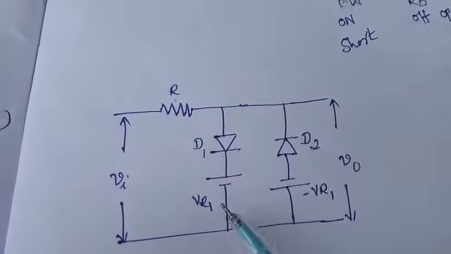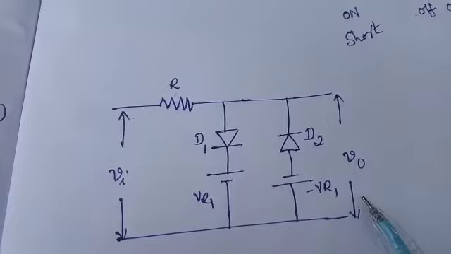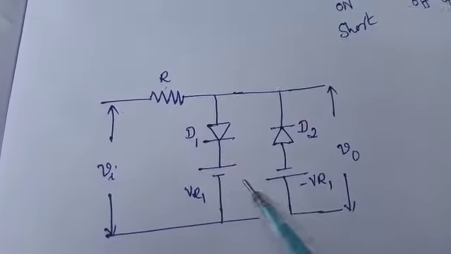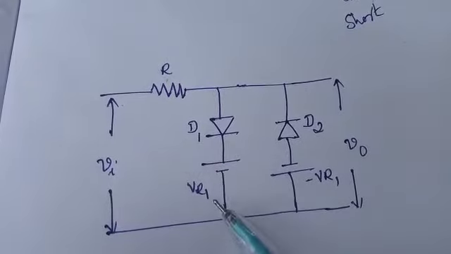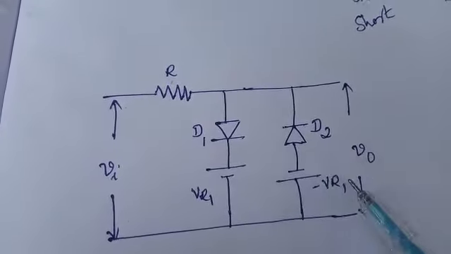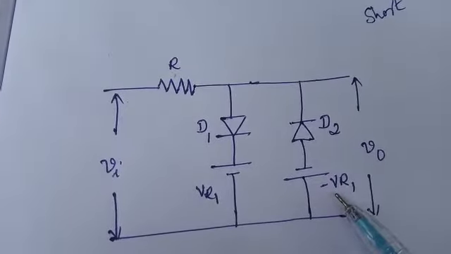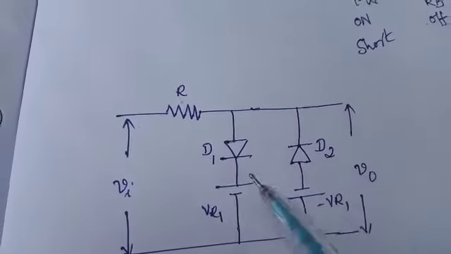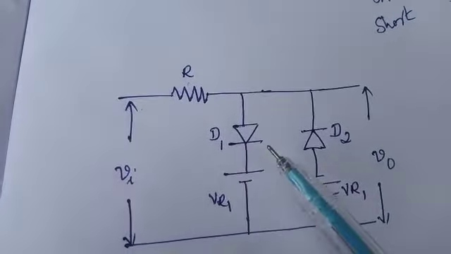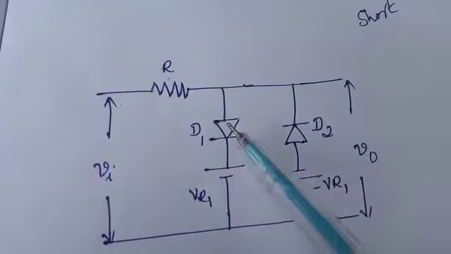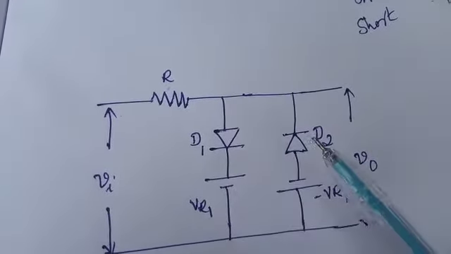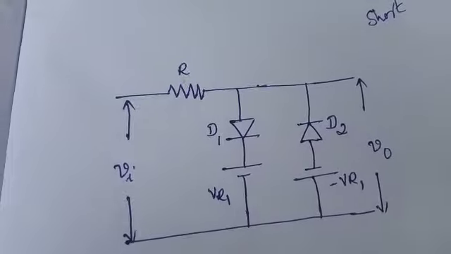Now the double-ended clipper uses two diodes, D1 and D2, with two reference voltages, VR1 and minus VR1. That means the magnitudes of the VR1s are the same, but the diode connected in forward bias is with the positive reference voltage, whereas the diode connected in reverse bias is with the negative reference voltage of minus VR1. Based on the diode operation, each diode will be either on or off depending on the voltages applied to the anode and cathode terminals. As there are two diodes, we get four possible conditions.